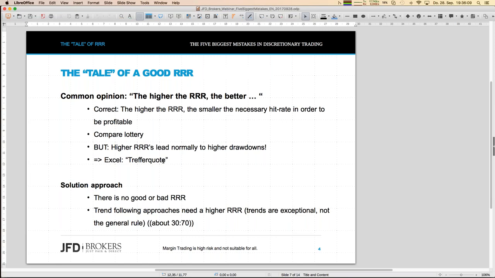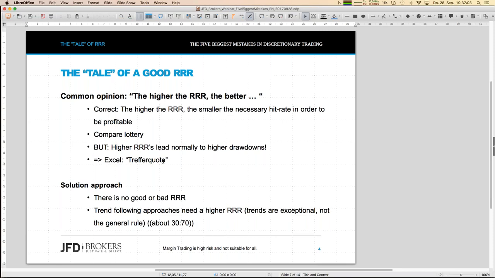So the thinking behind it is: the higher the risk reward ratio, the better. But that's bullshit. There's no logic behind that statement. A little bit more correct would be: the higher the risk reward ratio, the smaller the necessary hit rate in order to be profitable. That is correct. You know, if you have a risk reward ratio of 1, then neglecting the cost of trading, you need a hit rate of 50% in order to be at break even. And a risk reward ratio of 2 to 1 means you need a 33.3% hit rate, and so on and so forth.